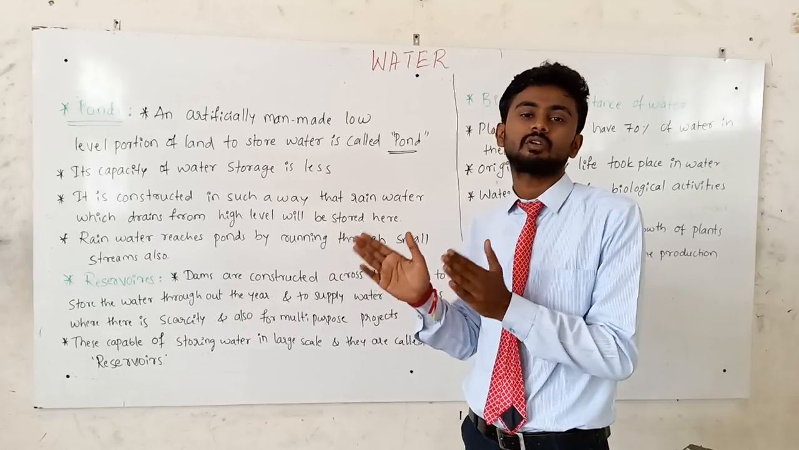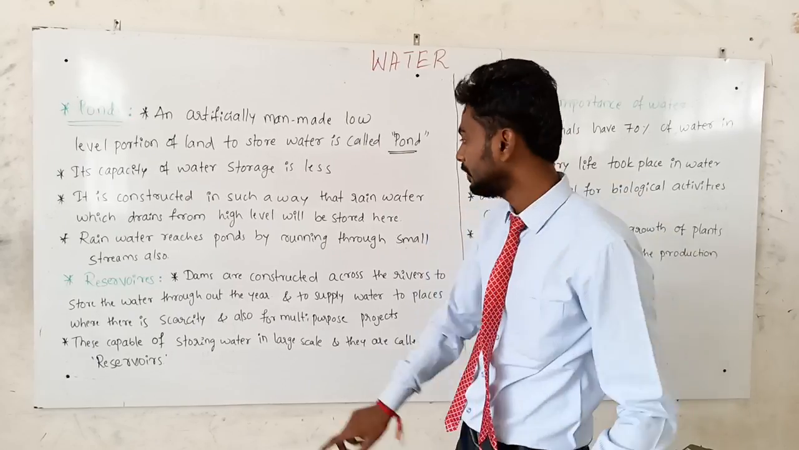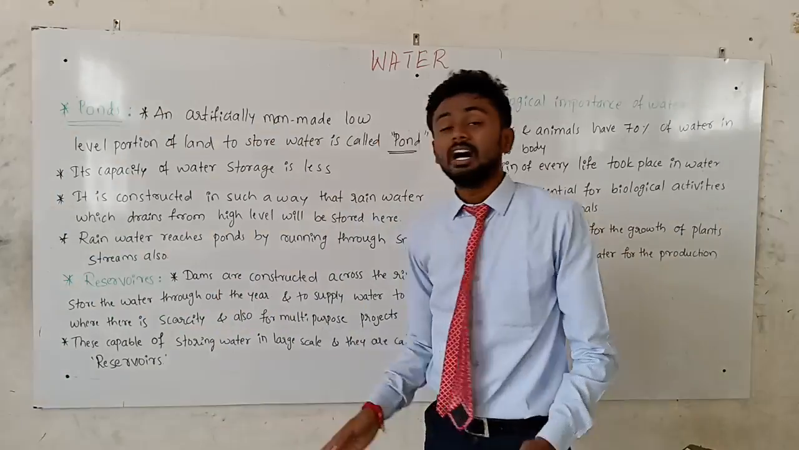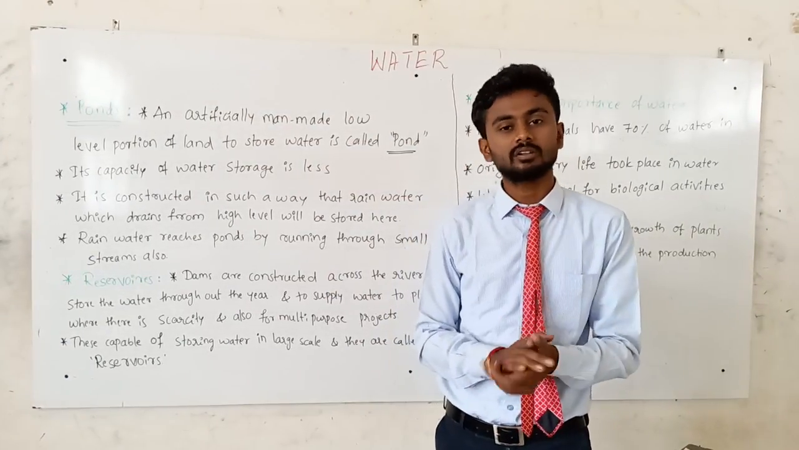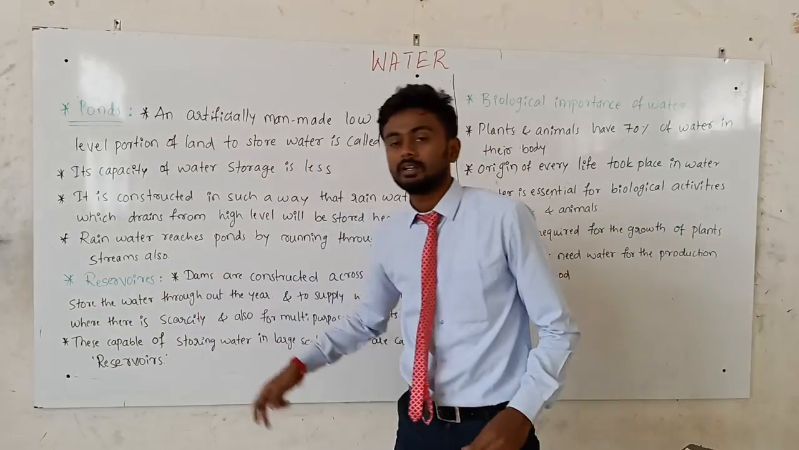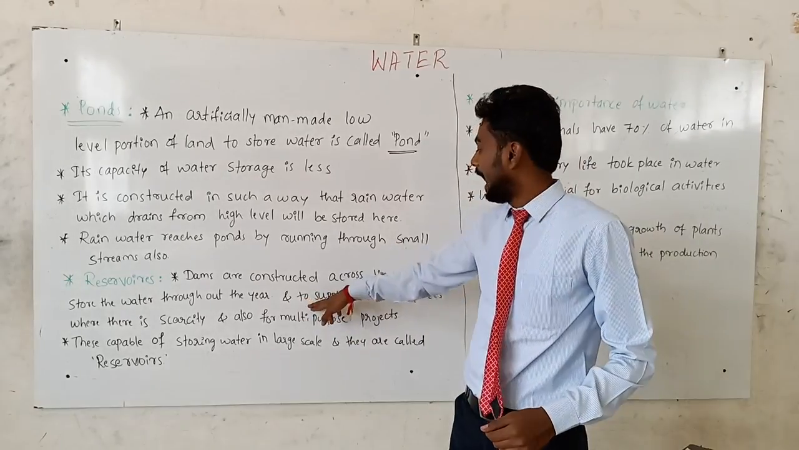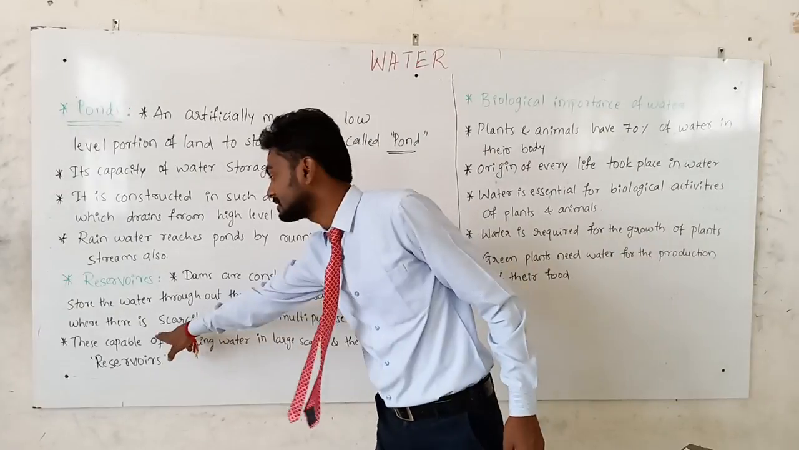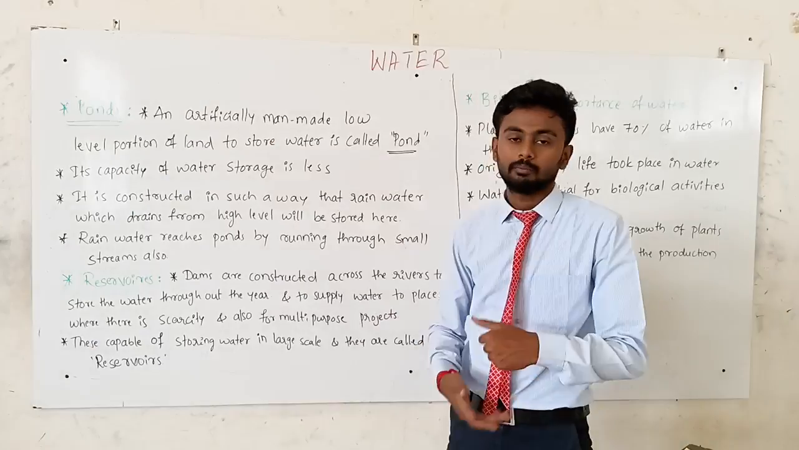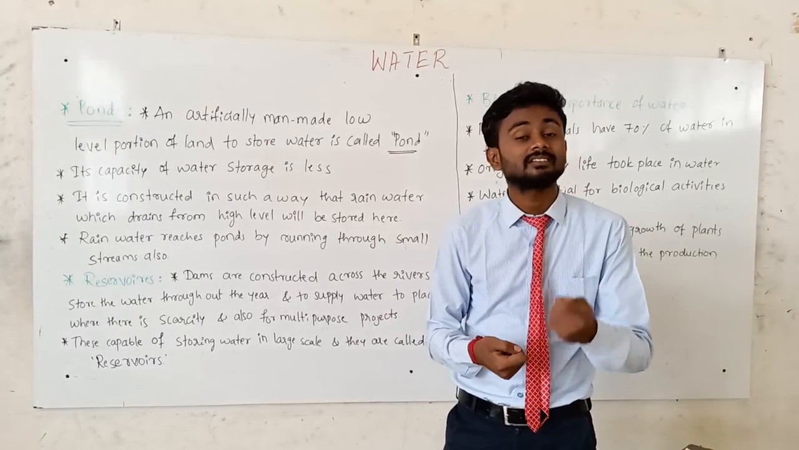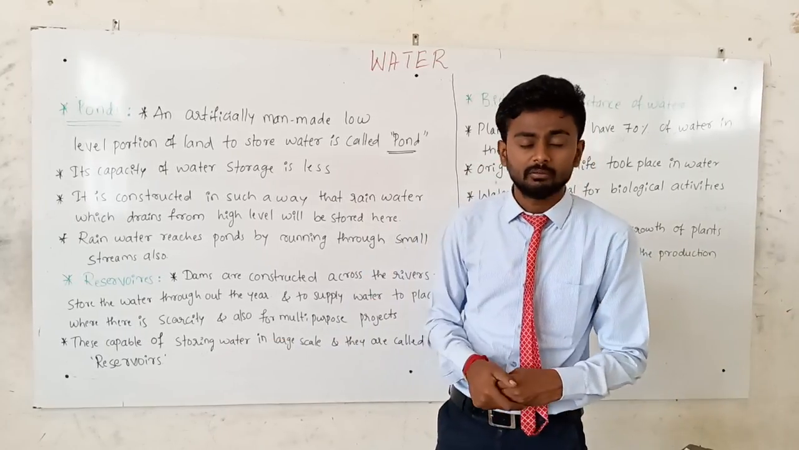Afterwards, the dams release the water to the rivers, and the water flows through the rivers. Listen to me. The reservoirs means dams are constructed across the rivers to store the water throughout the year, and to supply water to places where there is scarcity and also for multi-purpose projects. Which places need water? Places where water is necessary for agriculture or for drinking purposes.